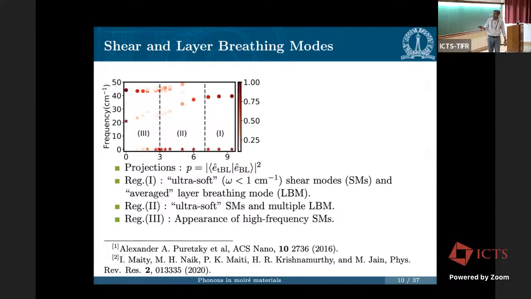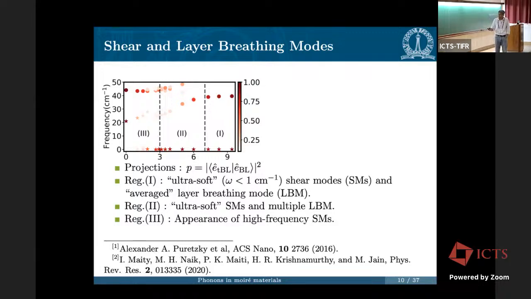First of all, this shows shear and layer breathing modes. You notice that there is a mode at very low frequencies. Typically, when we do solid state physics, we tell our students there are the acoustic modes, and the acoustic modes are the only ones which actually have zero frequency. But now I'm seeing some other mode which is shear-like, because the stars here refer to the shear-like mode. That is also at very low frequency. So I call this ultra soft. Its frequency is less than 1 inverse centimeter.